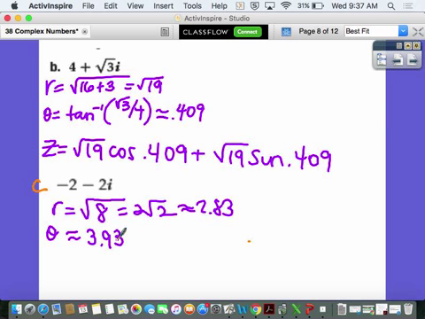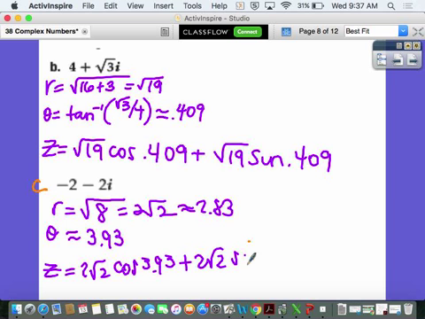What am I doing? I'm writing it in polar form. So it's going to be 2 root 2, or 2.83, cosine 3.93 plus 2 root 2 times i sine 3.93. Simple, yes? If you did not leave it with the radical, with the 8, you want to make sure you simplify. Make sure you simplify all your radicals.